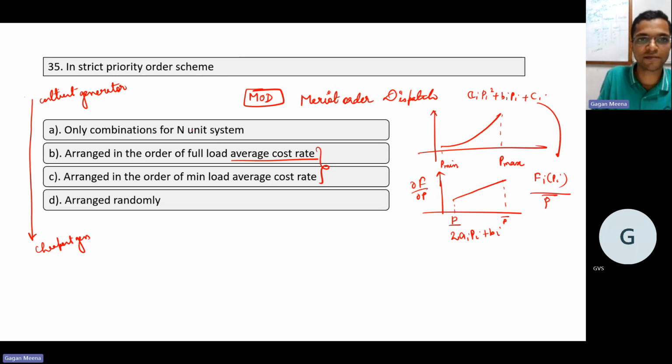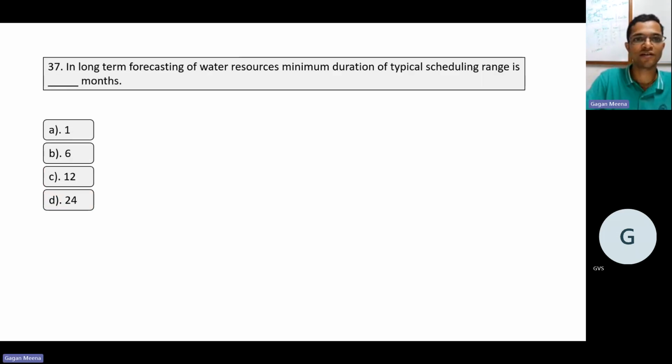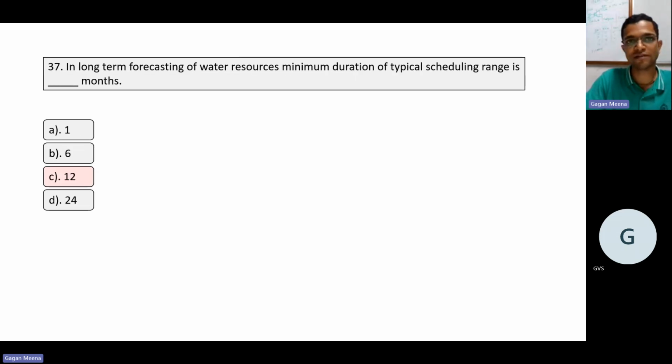Here it is for a combination of n system units, and the costs are arranged in decreasing order of their full load average cost rate. High head plants are typically over 1,000 feet. In long-term forecasting of water resources, the minimum duration of typical scheduling ranges how much? It is 12 months. Medium is up to 1 year. Long term is more than 1 year.